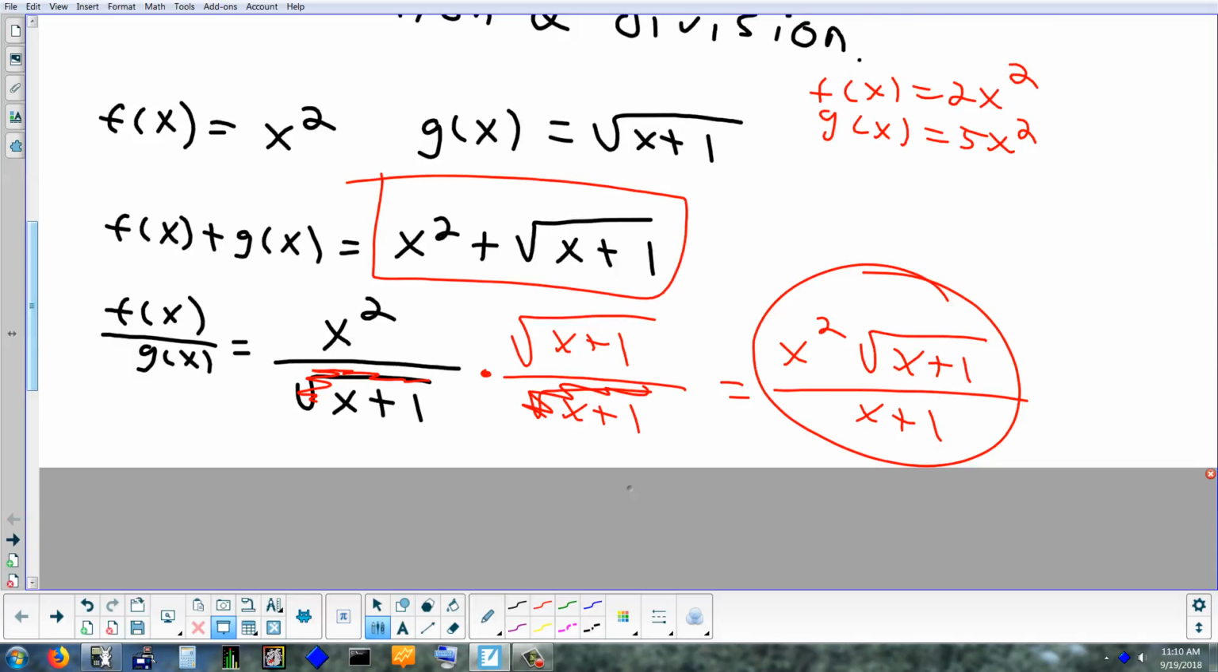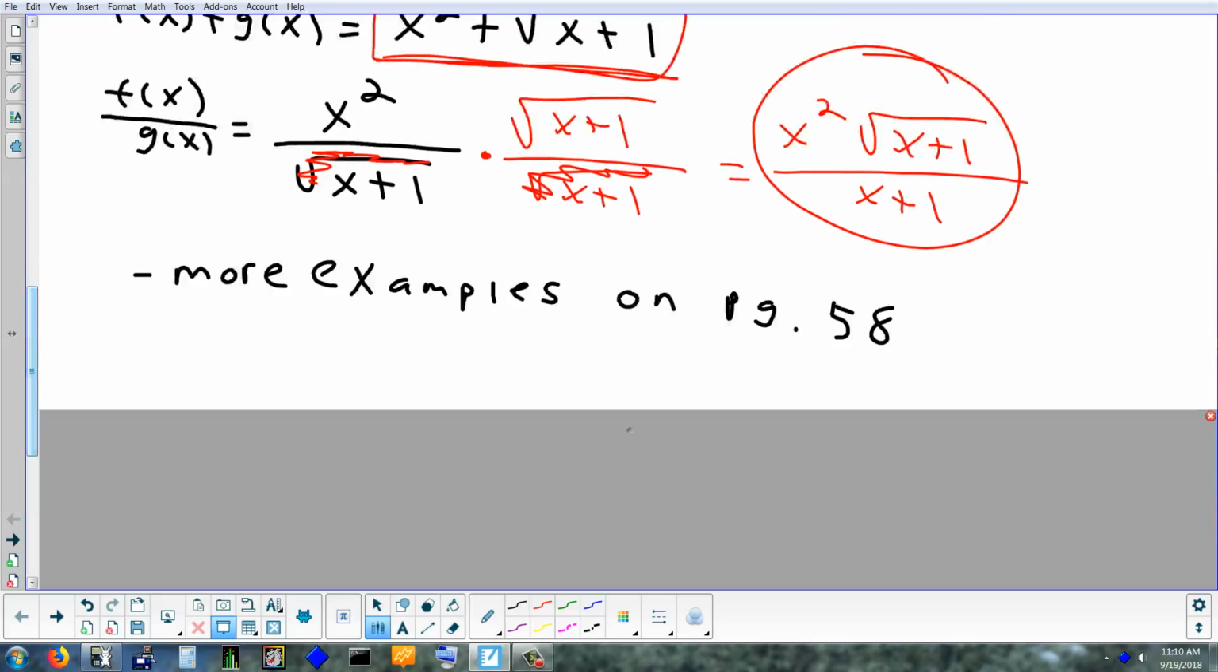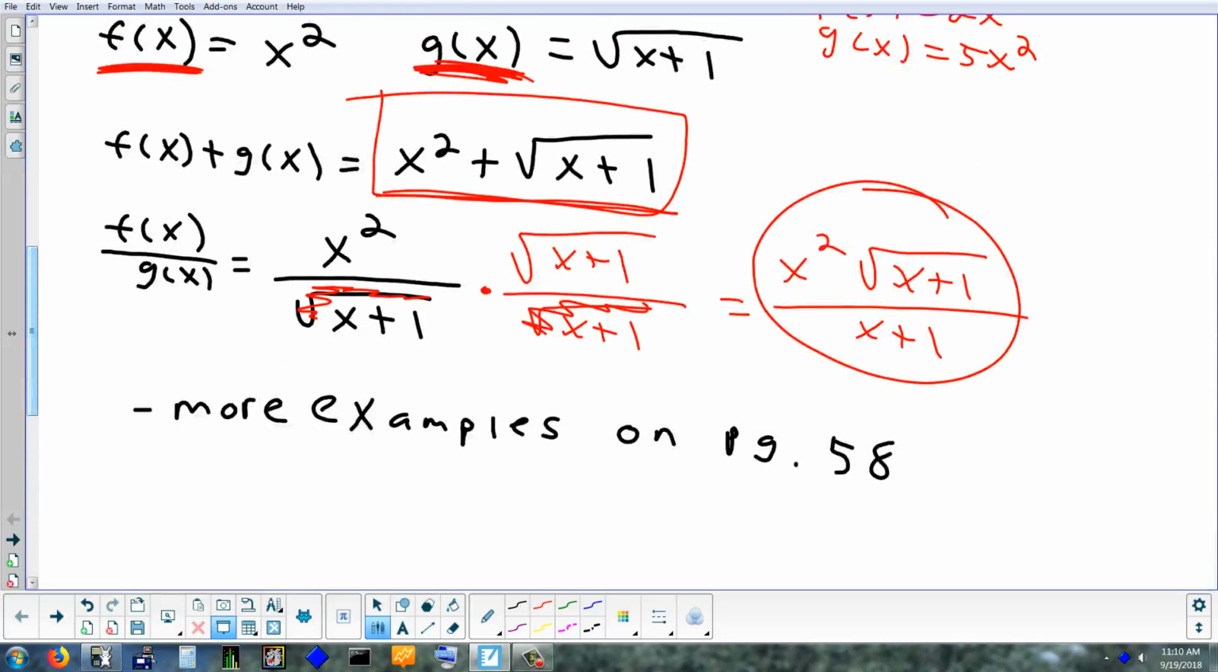So the important thing we have to remember is this function had a domain and range to start with. This function had a domain and range to start with. Well, when you combine them together, you've now changed that. This new thing that you've created has its own domain and range. And that's what we want to try to figure out. It comes partially from the original, but we're going to look at that a little closer. There are more examples on page 58 of combining functions if you need to see more.